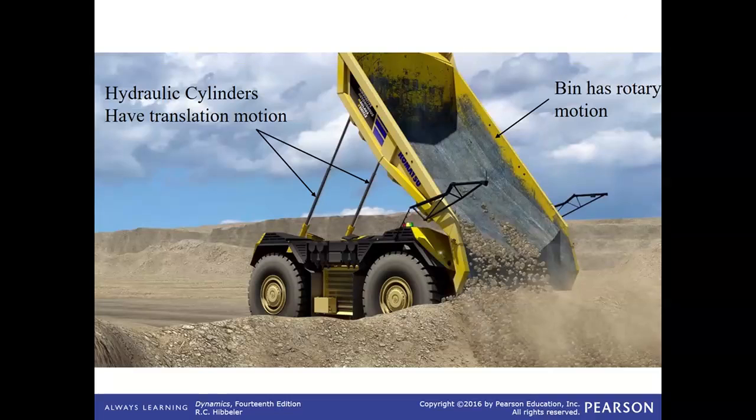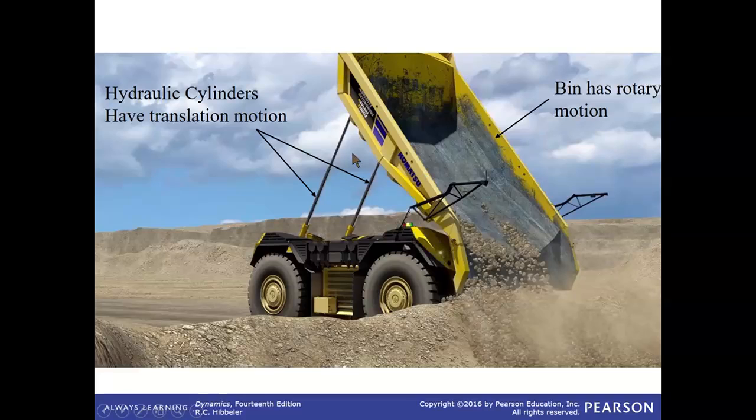So the correct answer for this question is about an axis perpendicular to the plane. So let's look at this example. This is a mining truck, which is a rigid body. It contains different elements, but we focus mainly on two elements. One of them is hydraulic cylinders. Again, you can follow my cursor. The hydraulic cylinders have translation motion when the cylinder extends. And the second element is this big bin, which has rotary motion when the cylinder extends.